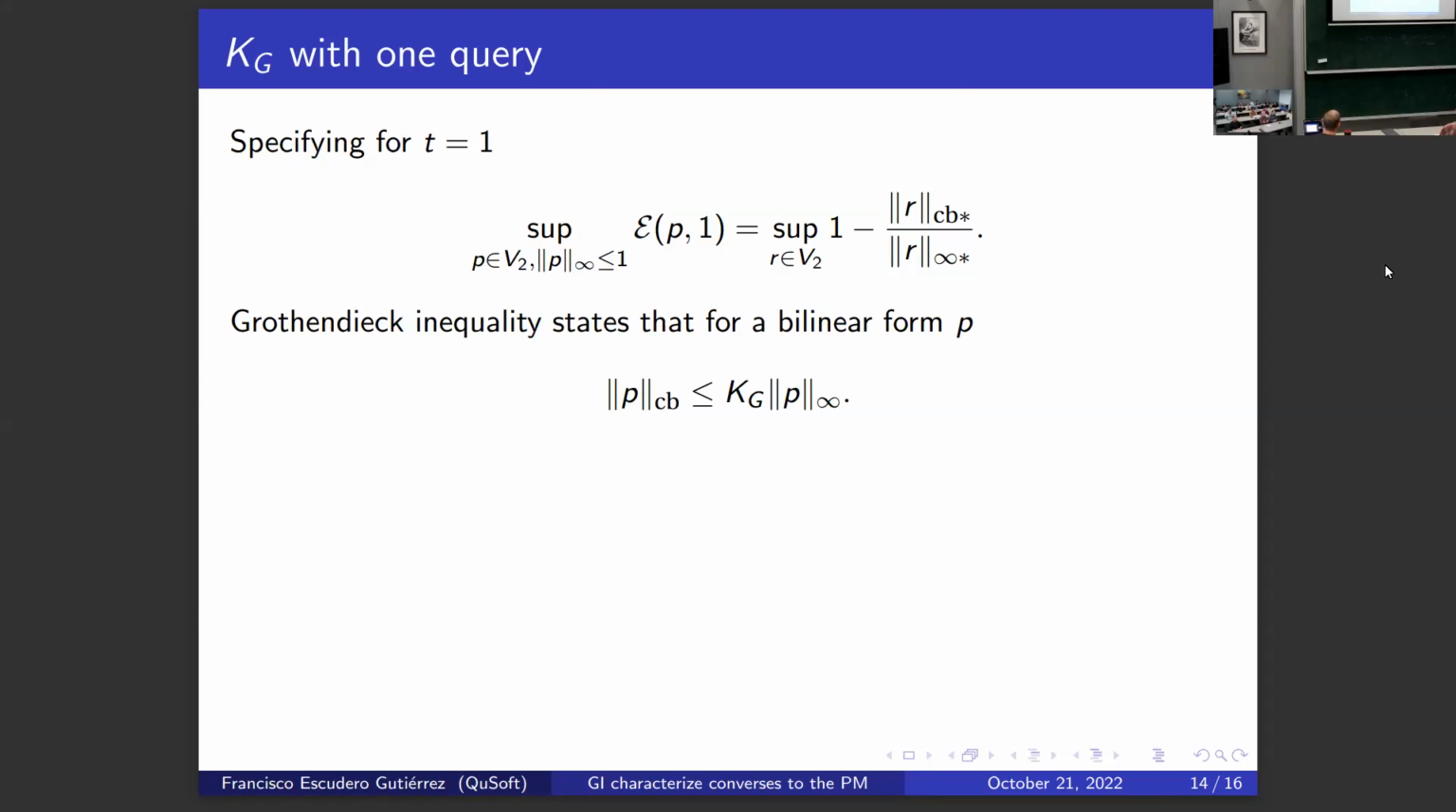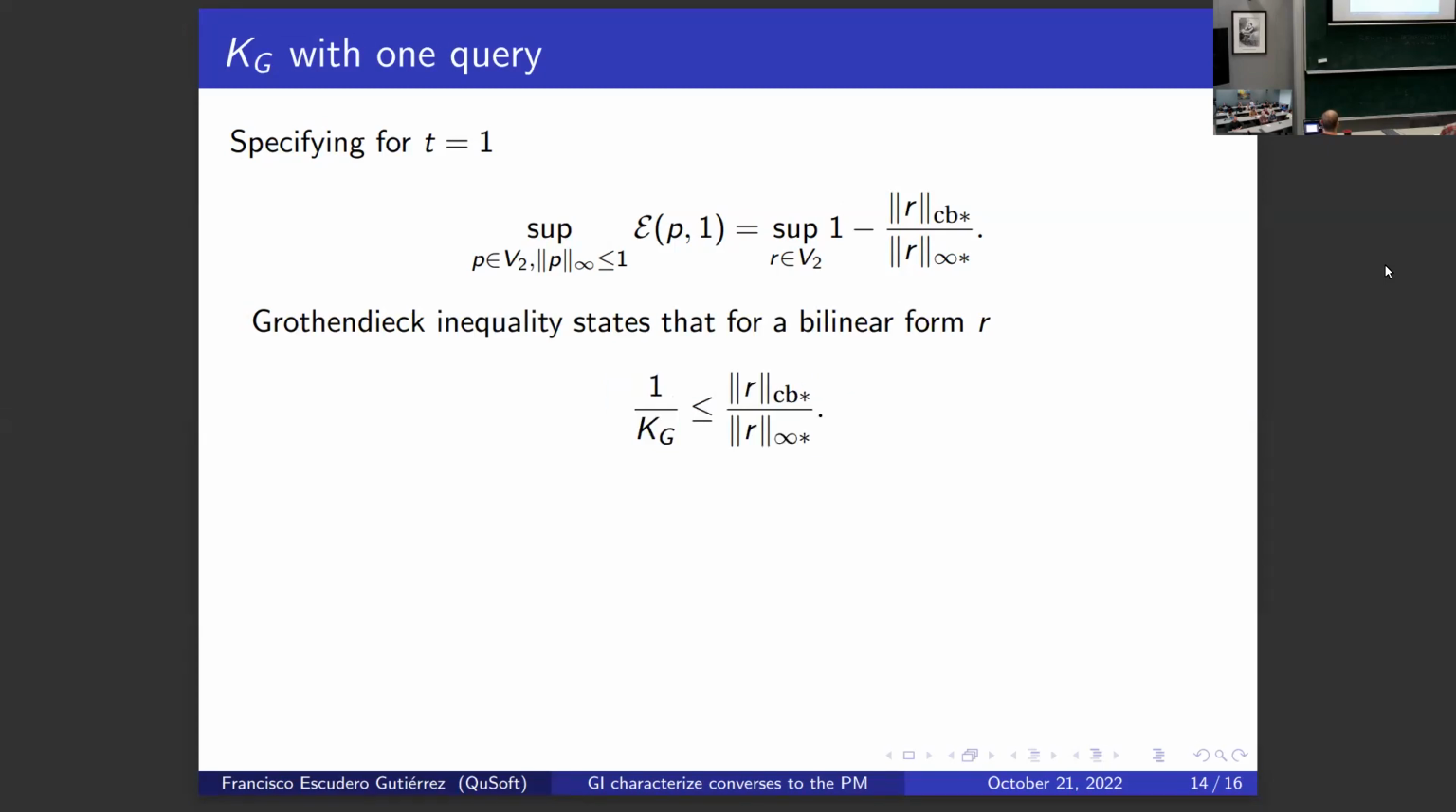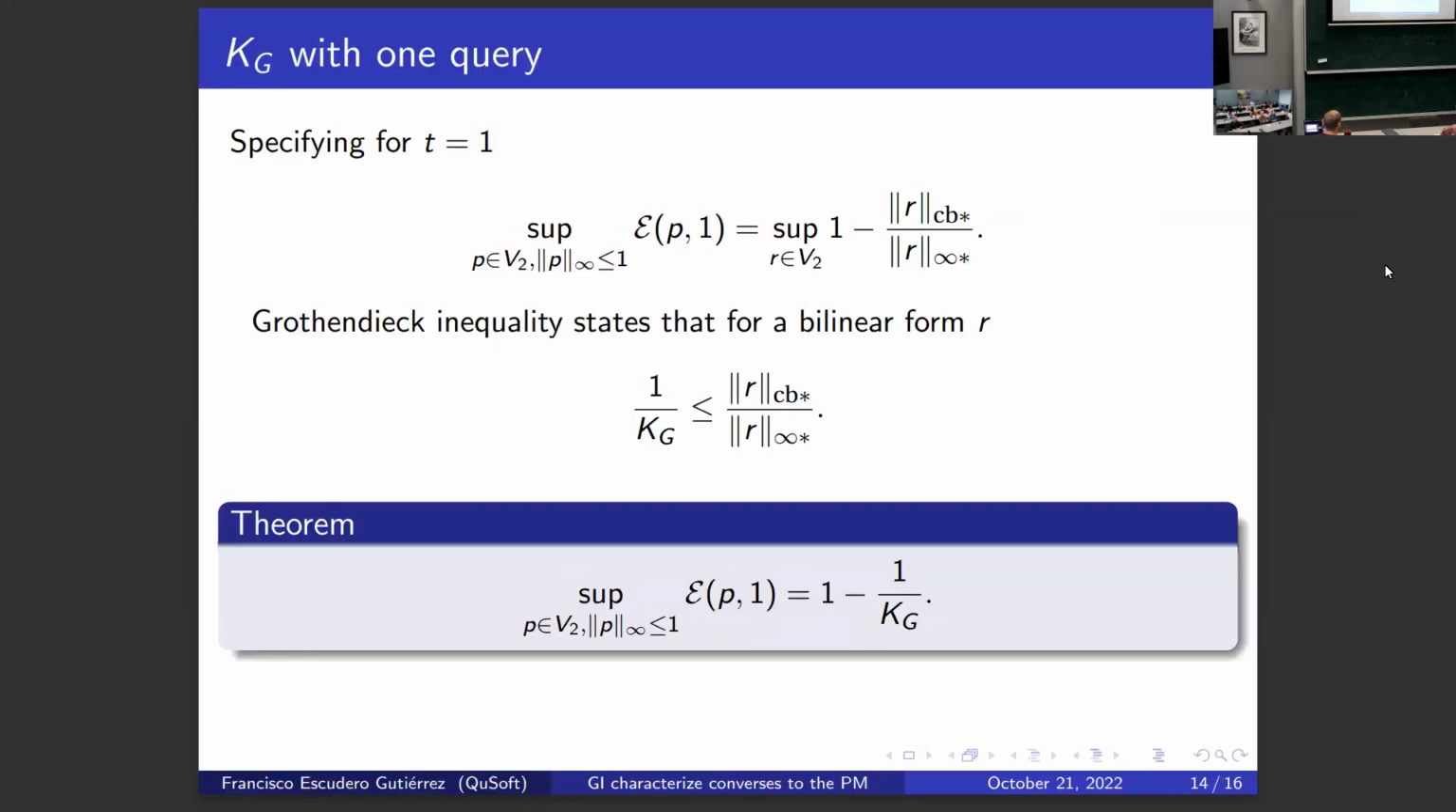The Grothendieck inequality for bounded bilinear forms says that the completely bounded norm of a bilinear form can always be bounded by a constant times the infinity norm. If we take the dual, which is not difficult to see, if you have an inequality like this, you can always make the dual version by changing the roles of the CB and the infinity norm and then taking the dual, and you get this inequality. So if we rearrange a bit, this quotient that appears here can be lower bounded by 1 over the Grothendieck constant. And this is an optimal lower bound because of the definition of the Grothendieck constant as the optimal constant. So if we plug this in here, we get what we wanted, because now we know that the minimal value of this is 1 over the Grothendieck constant, so the maximum value of this is 1 minus 1 over the Grothendieck constant.